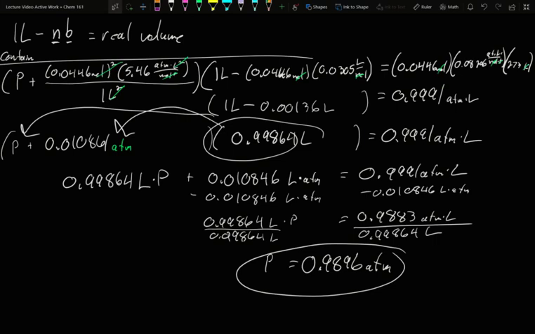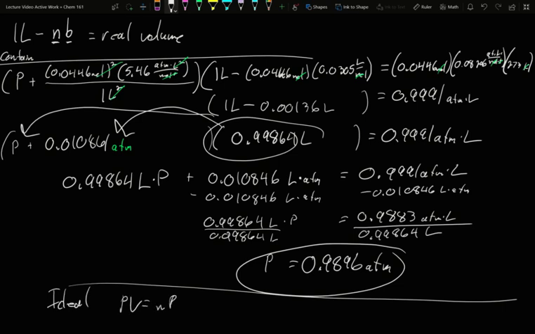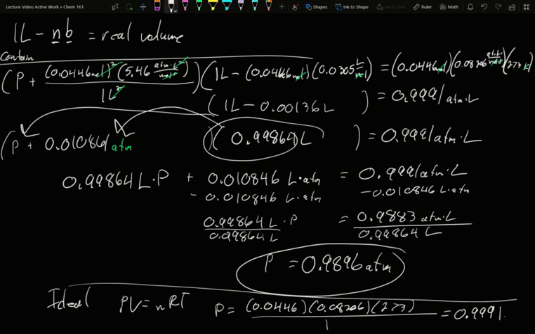So we can find our pressure if we had done the van der Waals. If instead we had compared this to the ideal gas law, pressure volume equals nRT, so our pressure would equal 0.0446, 0.08206, 273, over 1. We would have calculated it out at 0.9991 atmospheres. So at first, it doesn't look all that different.